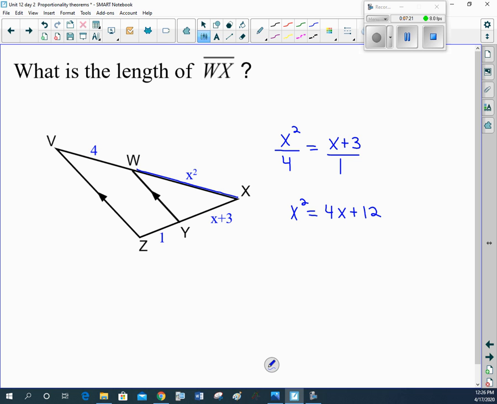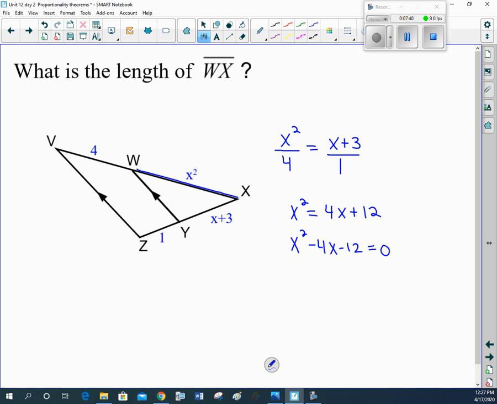Now remember, this is quadratic, so in order to solve a quadratic, you're either going to have to factor it, put it in the quadratic formula, or complete the square. I prefer factoring or the quadratic formula, so I'm going to put it equal to 0, and we'll see if it'll factor. And if it'll factor, I'll do that. If not, I'm going to put it in the quadratic formula.